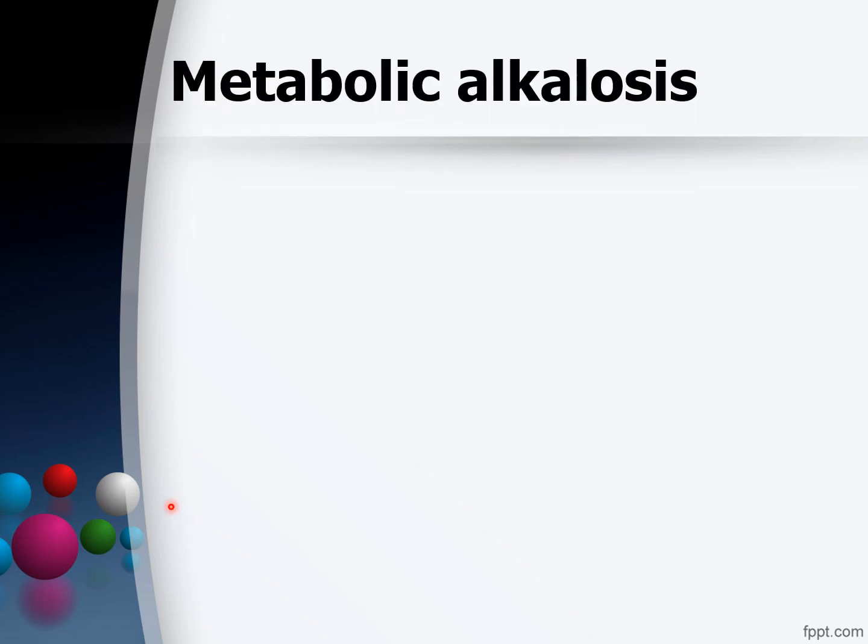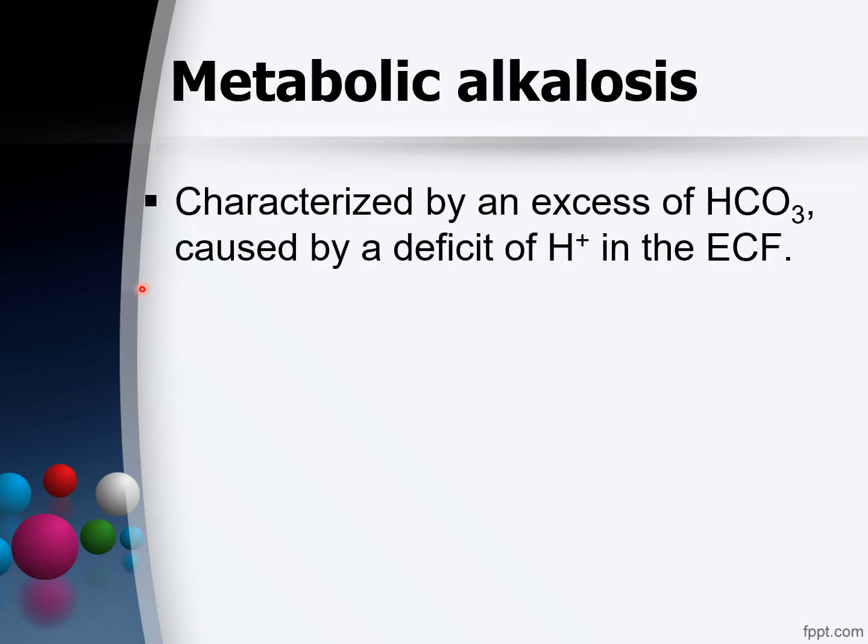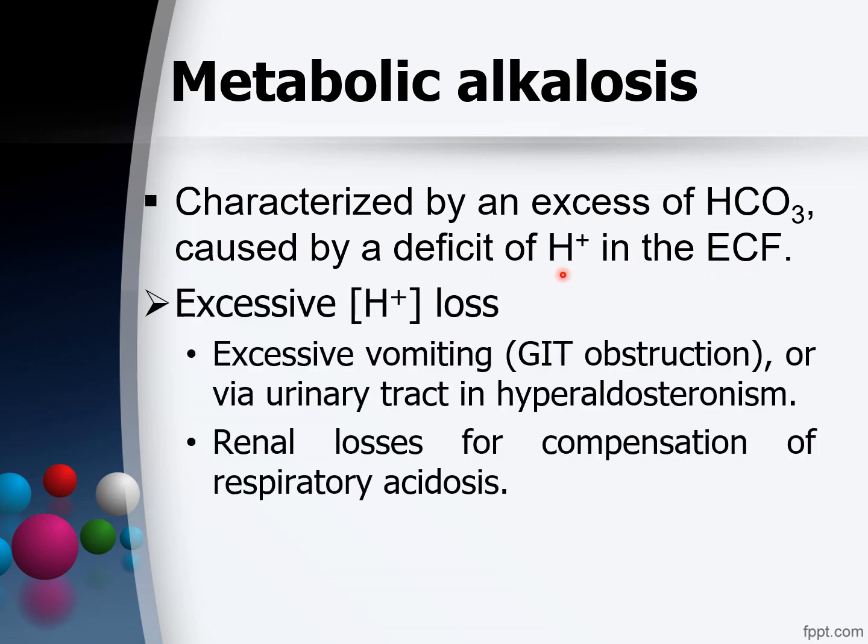In metabolic alkalosis, this is characterized by either an excess of the bicarbonate, which is the base, or a deficit of hydrogen ions in the blood. So what are the causes of metabolic alkalosis? One of them is excessive loss of the hydrogen ion, which is an acidic compound. This is caused by excessive vomiting through GIT obstruction.